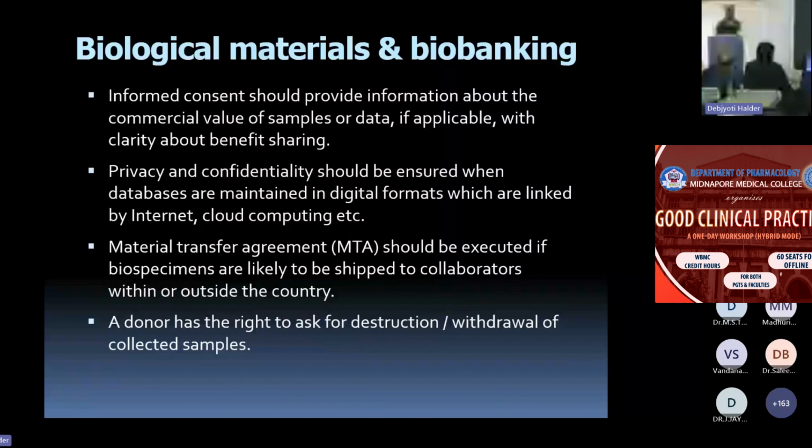And the latest addition is that, unlike in a blood bank, or a blood center, as they are calling it nowadays, a donor has the right to ask for destruction or withdrawal of collected samples which have been donated for the purpose of research.